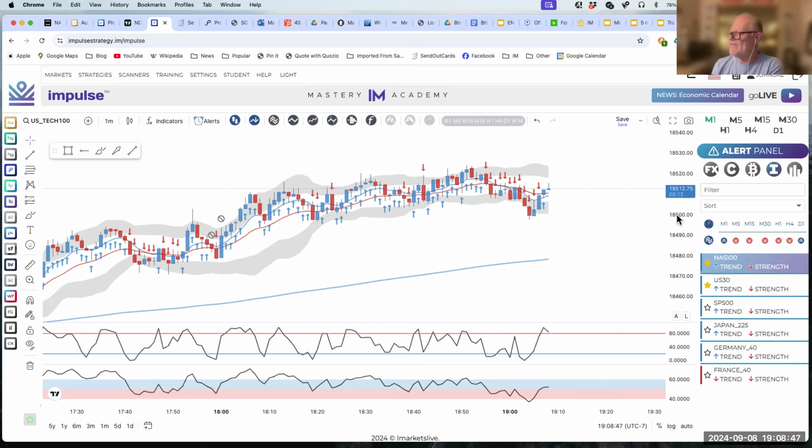Big round numbers are obviously 18,500, 18,600, 18,400. They're all what we call big round numbers, and there's always going to be support and resistance around those numbers.